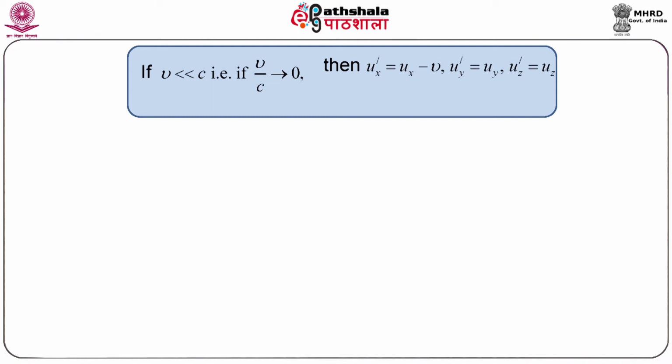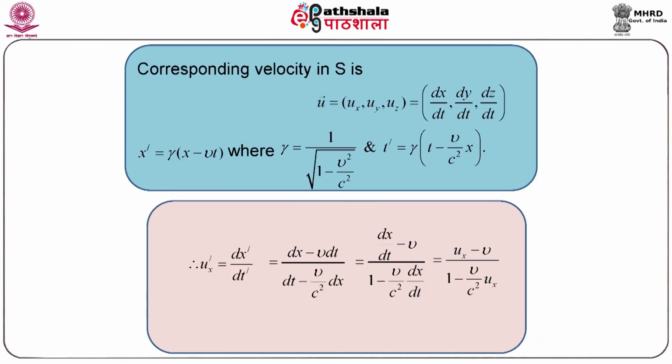If v is much less than c, then what happens? Let us discuss it. When v becomes much less than c, then v by c obviously tends to 0. If we substitute v by c tends to 0 here, then we get u'_x is equal to u_x minus v. This becomes 0, so the denominator becomes 1. Note it, u'_x is equal to u_x minus v.